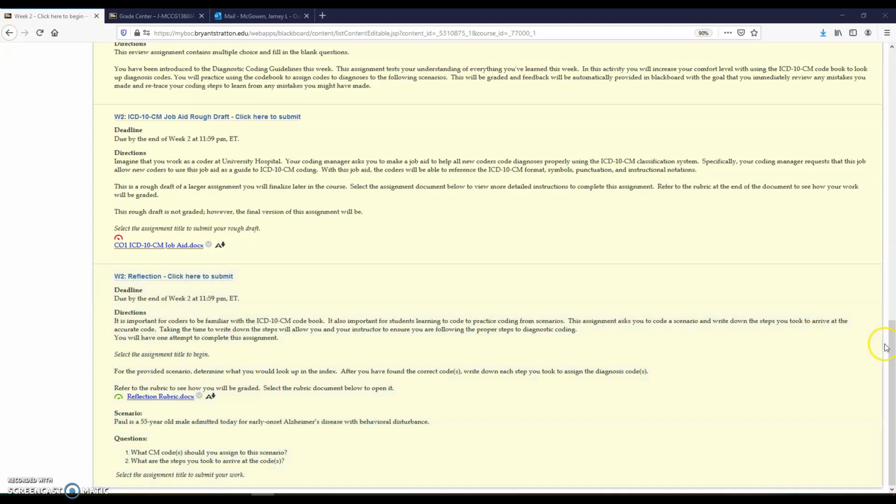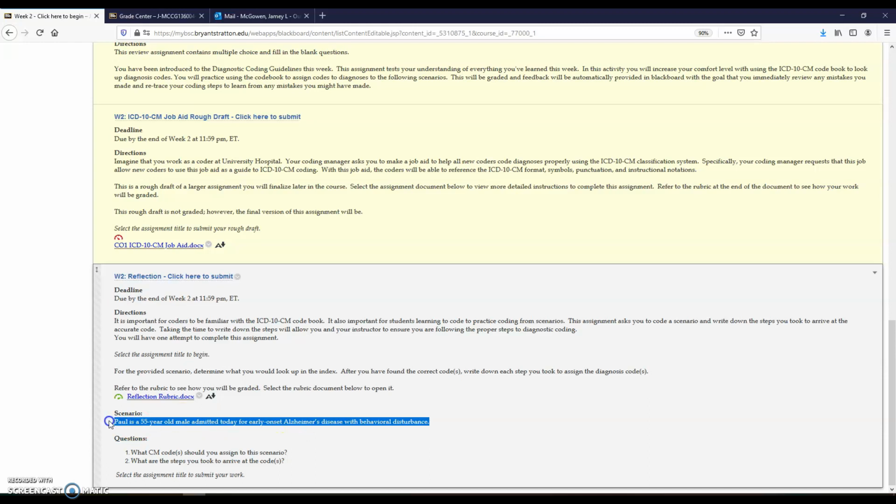Jumping to the next scenario is the coding reflection. So you are going to be coding this case right here, and it's just asking you to walk through how you came to the code. For example, I went to the index of the ICD-10 book and I looked up the main term of what, and then I looked at the subterm what, and then I checked my tabular list and arrived at code whatever it may be.